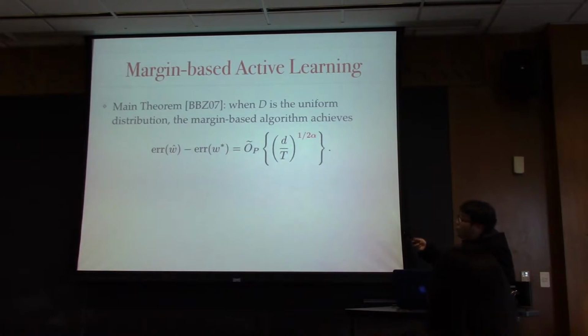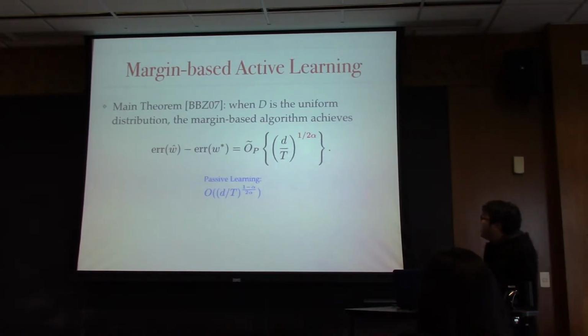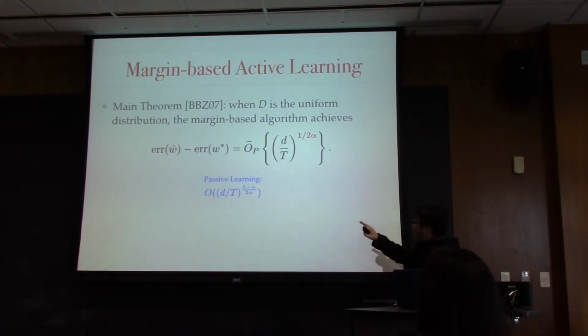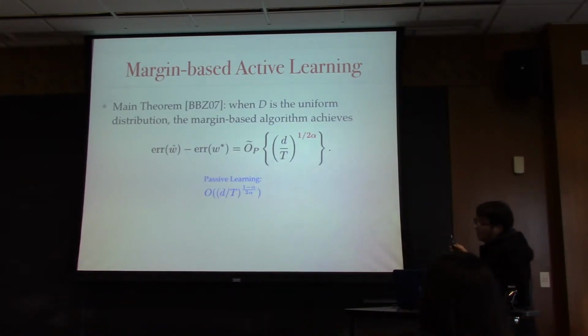So clearly, for higher dimensional problems, the problem is harder and your bound is looser. Capital T is the number of queries. As we get more and more data points, the excess error becomes very small, and it goes to 0 when capital T approaches infinity. This bound is better than any passive learning algorithm, because it can be shown that for passive learning, the best error bound one can derive is d over T to the power of (1 minus alpha) over 2 alpha. So there is a polynomial improvement for active learning in this case.